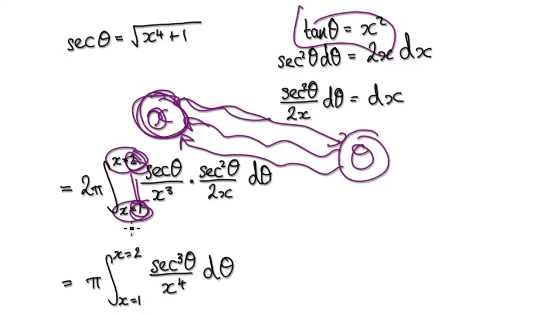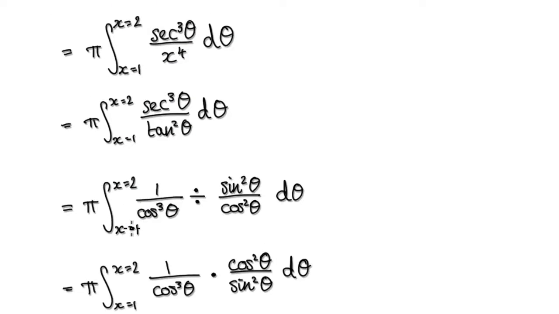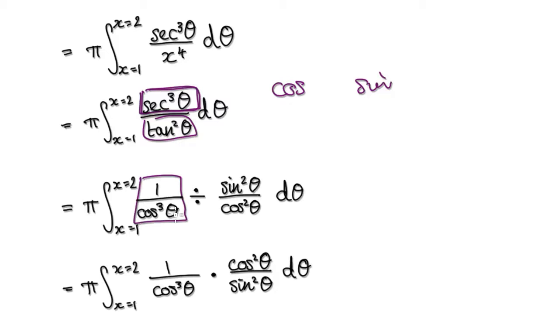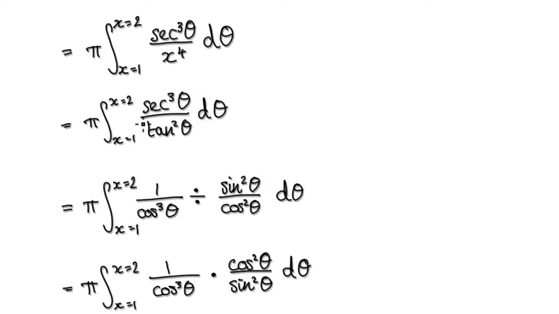Anyway, we got to this stage here in the previous video. We said that x to the power 4 is really tan squared theta. So now we've got to try and integrate this. Whenever you have a mixture of secant and tan, there's a lot going on here, so translate everything in terms of cos and sine. For example, secant to the power 3 is 1 over cos to the power 3, and then you've got your divide, and then tan squared is sine squared over cos squared theta.